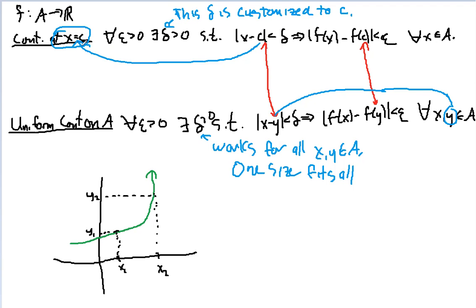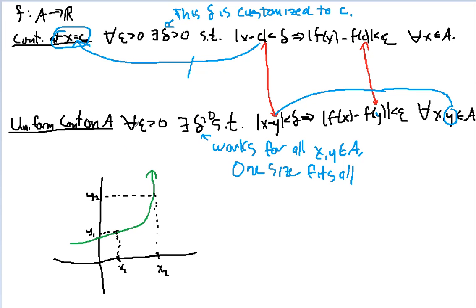Continuity is worse because whenever you want to check to see if something's continuous, you need to come up with a whole new delta for every single point. If you know something is uniformly continuous, you know that there's one delta that's going to work everywhere. Aside from that, they're really just the same. The difference between x and c, the difference between x and y, the difference between f of x and f of c, the difference between f of c and f of y. But y can be anything. c is one particular number, and in particular, that delta is customized to the c, and this delta is not customized at all. It works for everything in A.